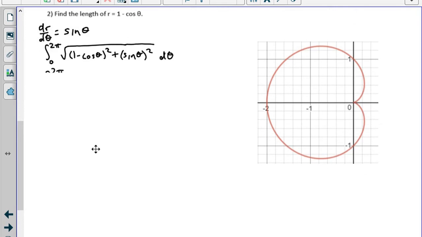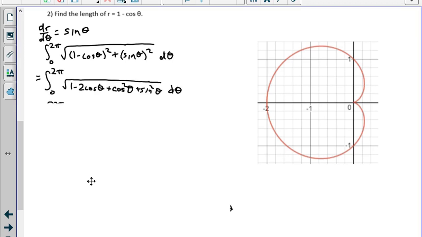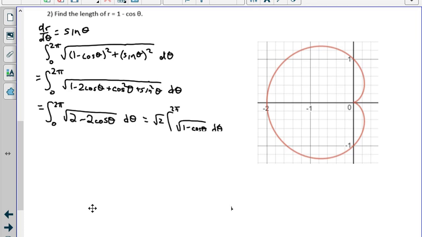I'm going to use the formula. So I have r squared plus dr d theta squared. Then I distribute. I realize that cosine squared plus sine squared equals 1. And then I can factor out a 2. And so the square root of 2 times the square root of 1 minus cosine theta.